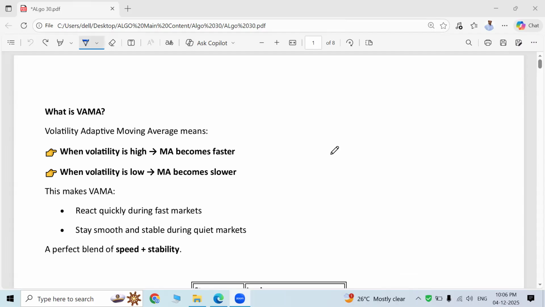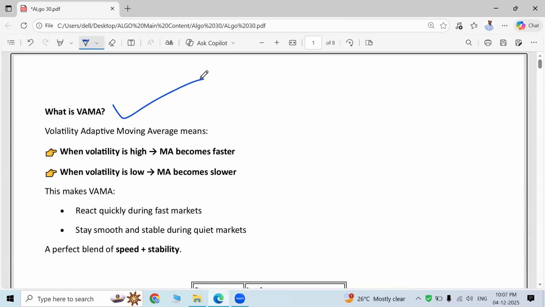Hello, I am Piyush Dave, a fintech professional, and today I'm going to share one more algo trading strategy using the method called VAMA. First, I'm going to explain each part of the VAMA and the calculation involved with it, and after that, I'm going to show this complete strategy in the simulation environment.